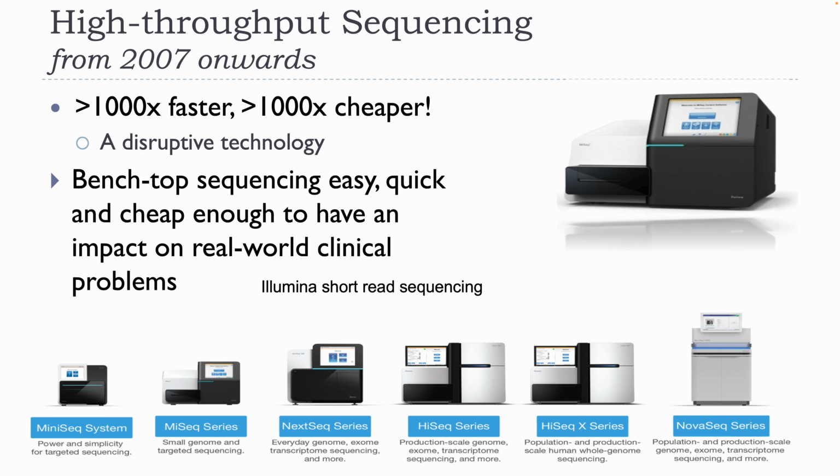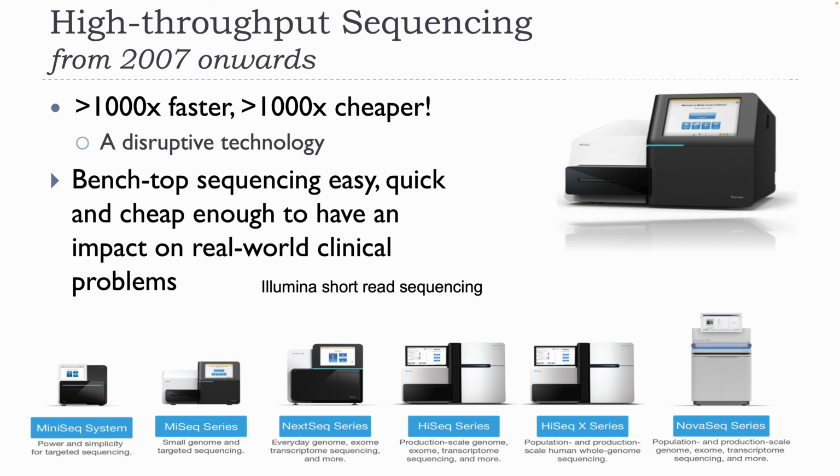This all changed from around 2007. Up until then, each genome project was still a major undertaking for a lab. But suddenly we put our foot on the accelerator. Things got 1,000 times faster and over 1,000 times cheaper. So this is what economists would call a disruptive technology. It was a game changer.